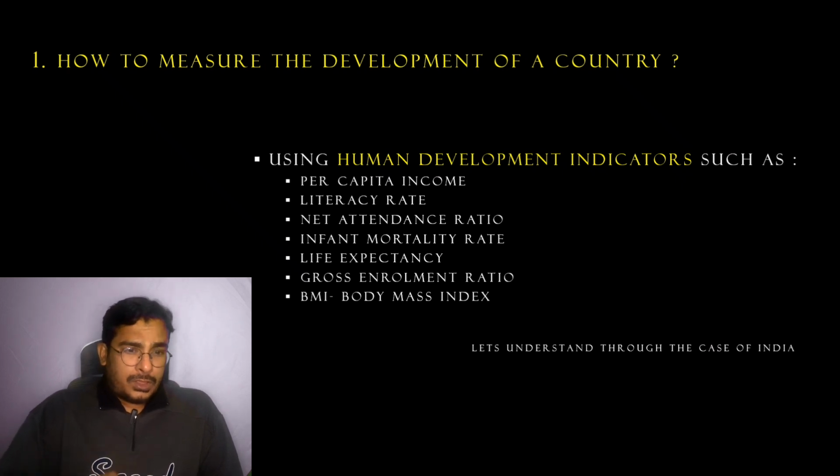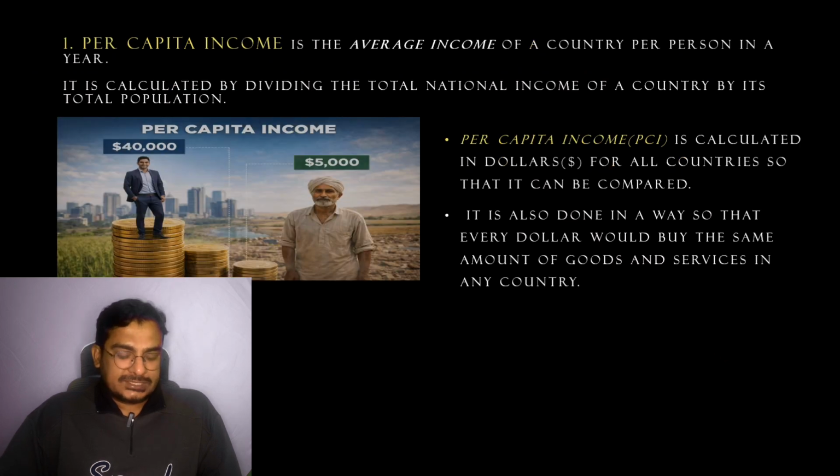Now, first thing, what is per capita income? Per capita income is the average income of a country per person in a year. It's calculated by dividing the total national income of a country by its total population, and it is generally calculated in dollars. The reason why it's done is to make sure that every dollar would buy the same amount of goods and services in any country. So that's the reason behind this.